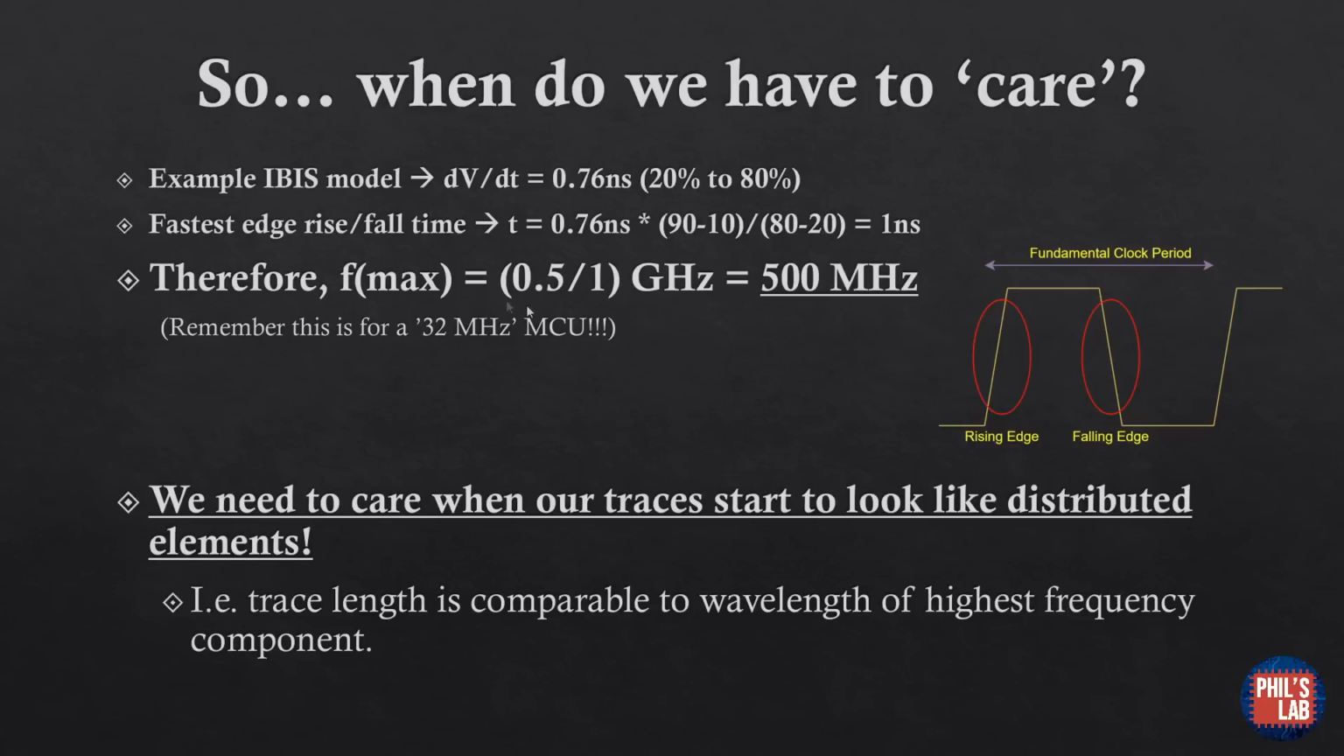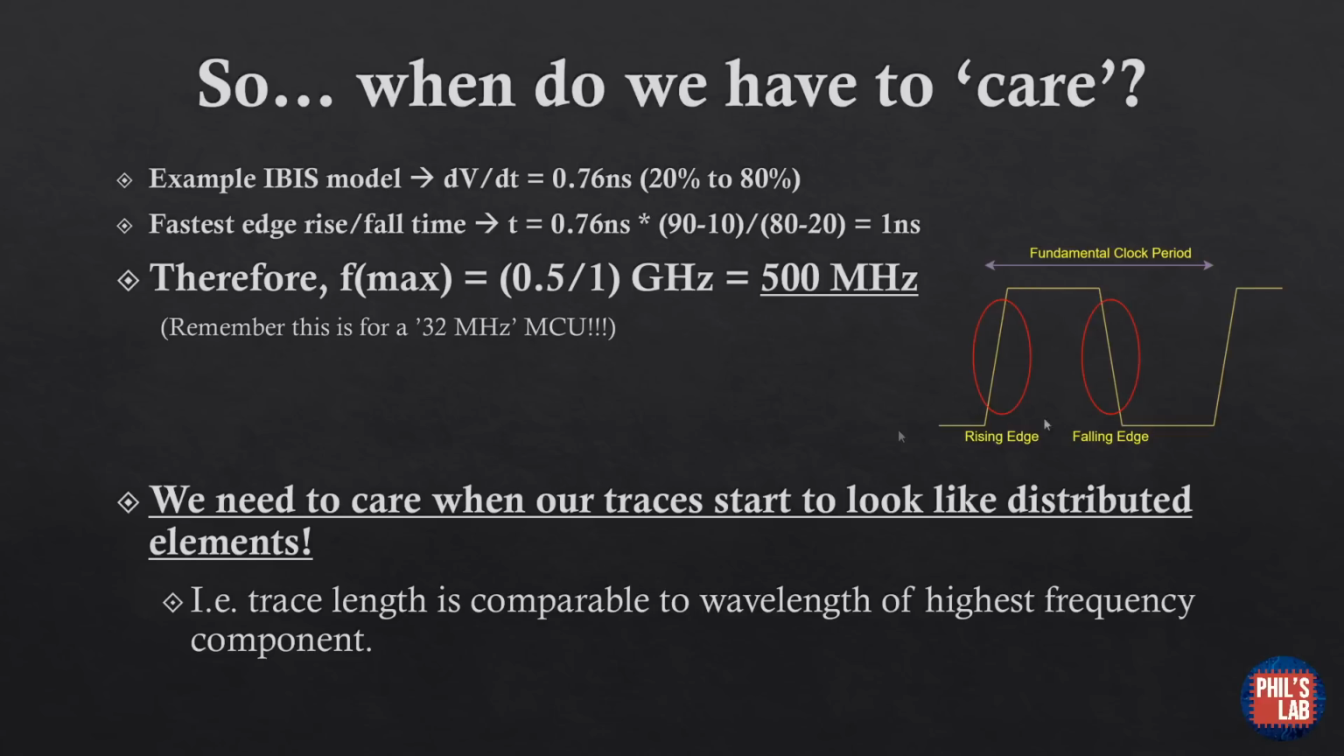Therefore, using 0.5 divided by rise or fall time in nanoseconds, so 0.5 divided by 1 nanosecond in this example, gives us a 500 megahertz maximum frequency we have to be concerned with. And this is pretty crazy because most people would assume, this is a slow 32 megahertz MCU, but rather all of the frequency content is hidden, so to speak, in these rising and falling edges.